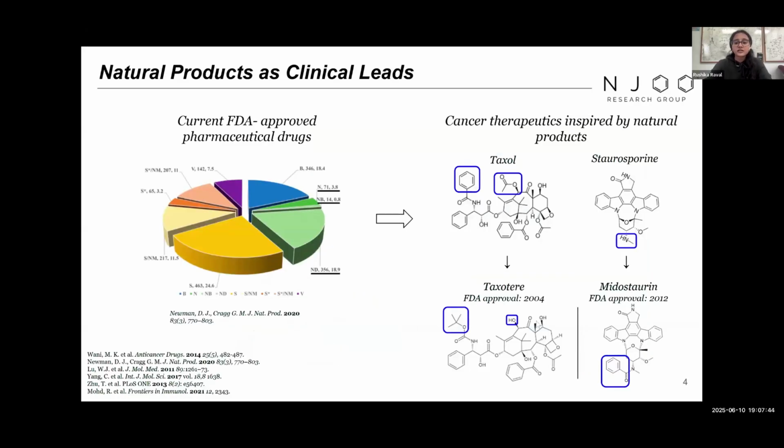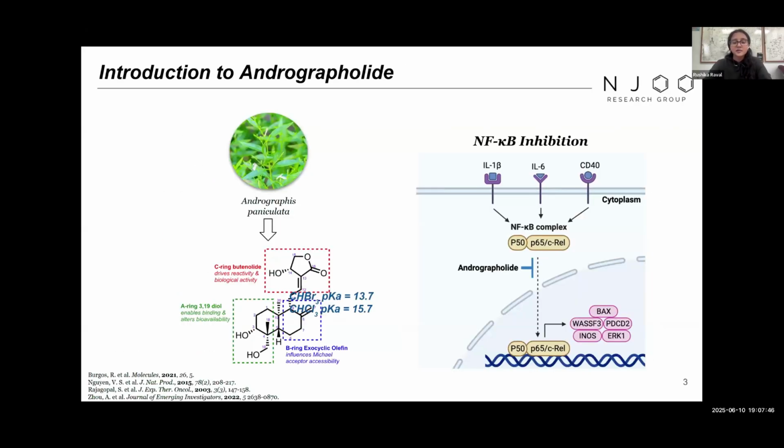Andrographolide is known to primarily exert its anti-cancer capabilities through the inhibition of NF-kappa B, which is a transcription factor that modulates various genes relating to cell survival and metastasis.